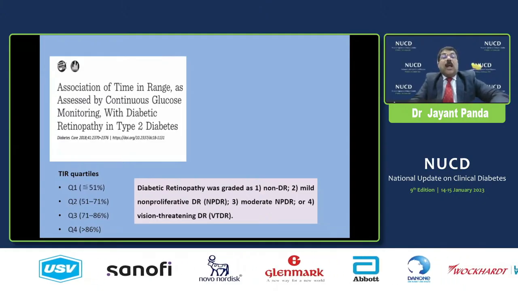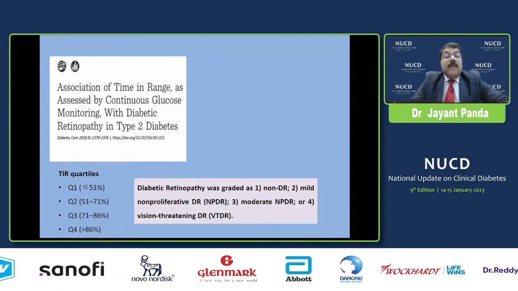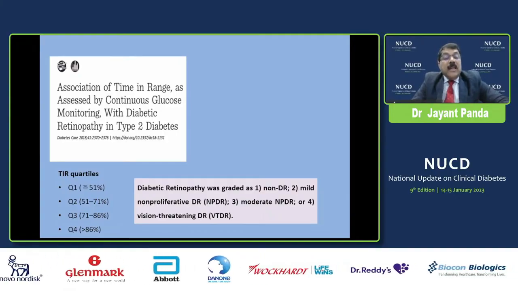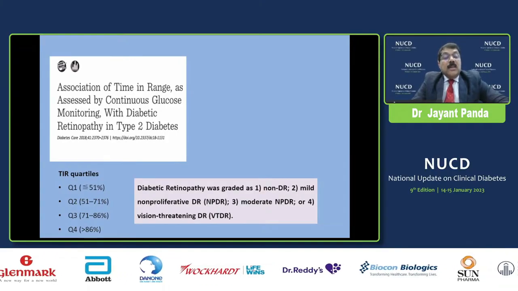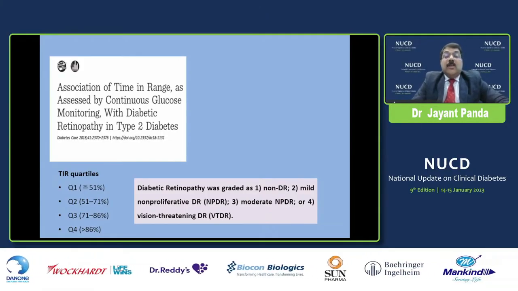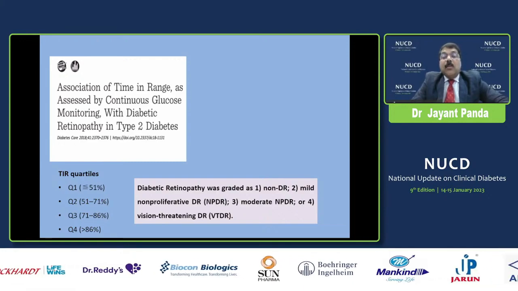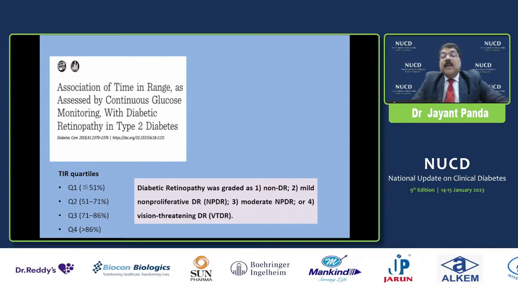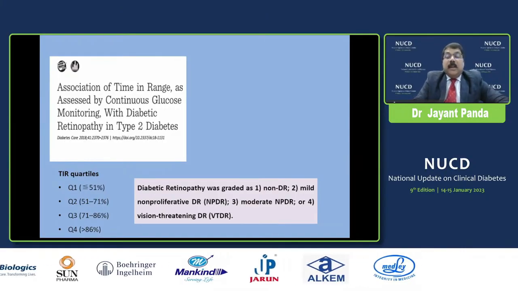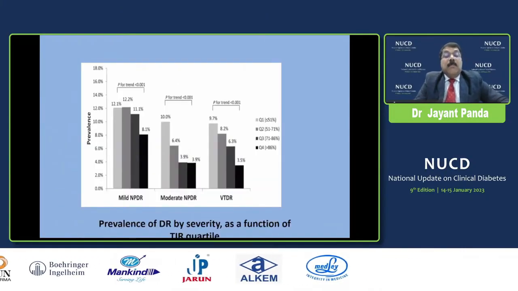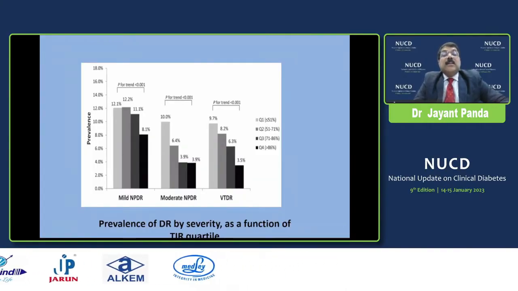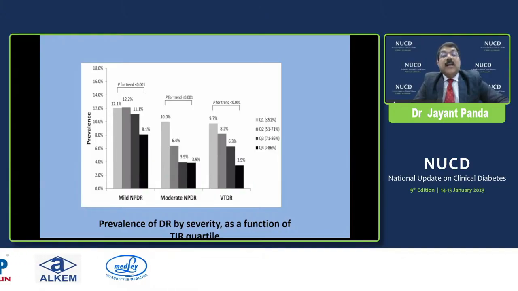And the association of time in range as assessed by the CGM with diabetic retinopathy is divided into 4 quartiles: less than 51, 51 to 71, 71 to 86, and more than 86. This is Q1, 2, 3, 4. And it was graded as non-diabetic retinopathy, mild NPDR, moderate NPDR, and then vision-threatening diabetic retinopathy.